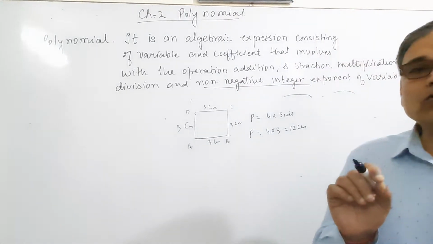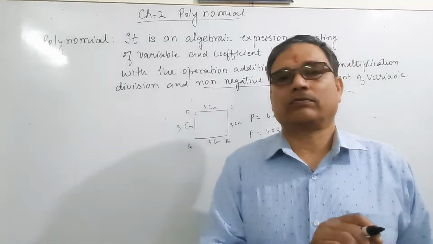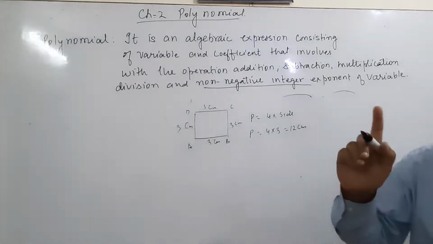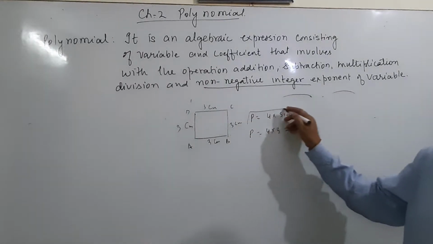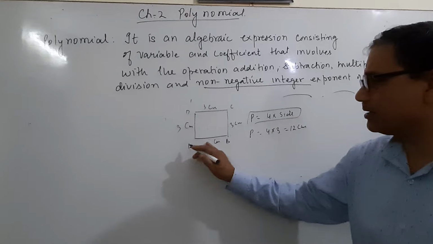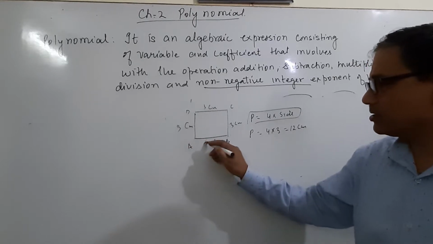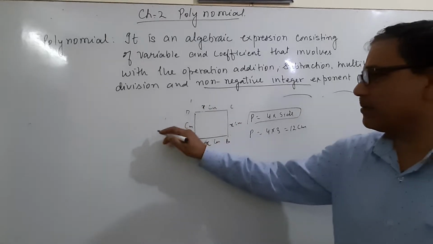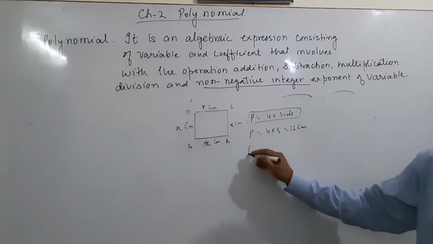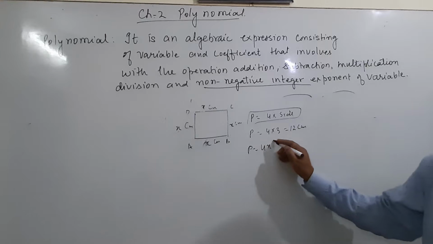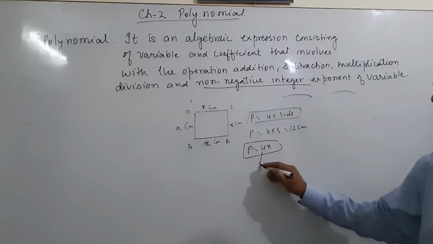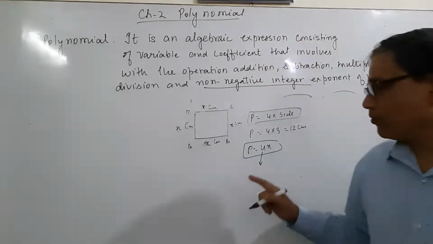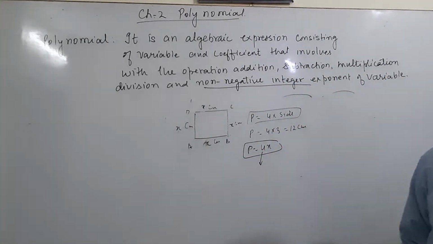But if you don't know the side of the square, then what is the perimeter? 4 into side. Then we let this side be x, this side be x, this side be x, and this side be x. Then what is the perimeter? P is equal to 4x. This 4 is the coefficient of which one? x. 4 is the coefficient of x.